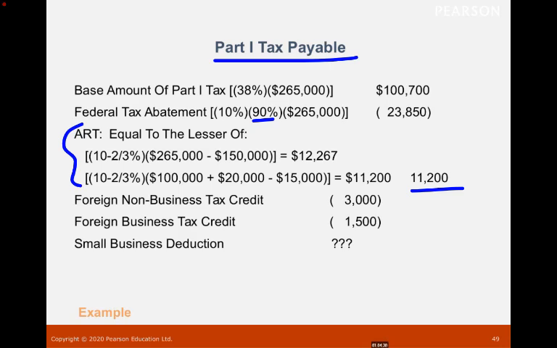So make sure, though, that you do show all of your work, meaning when you have a lesser of, whenever you have that lesser of, do both calculations. And then pick the lesser of, just like they did here.